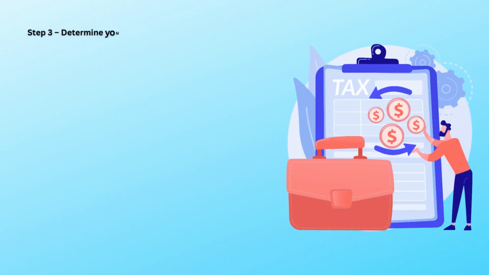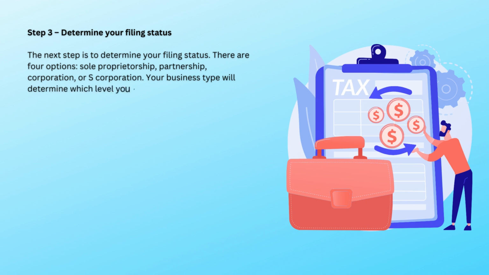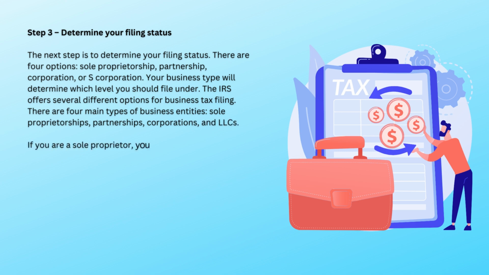Step 3. Determine your filing status. The next step is to determine your filing status. There are 4 options: sole proprietorship, partnership, corporation, or S-corporation. Your business type will determine which level you should file under. The IRS offers several different options for business tax filing. There are 4 main types of business entities: sole proprietorships, partnerships, corporations, and LLCs.